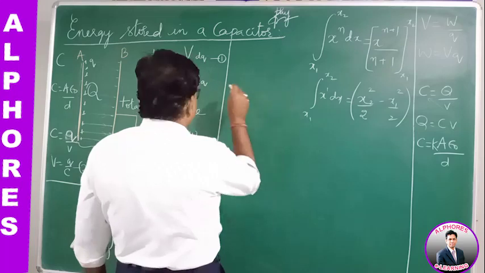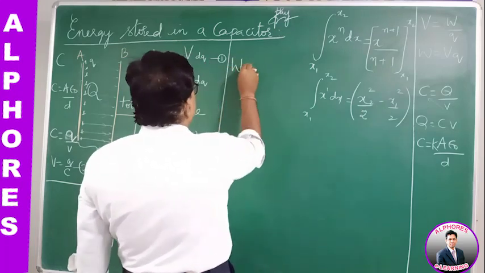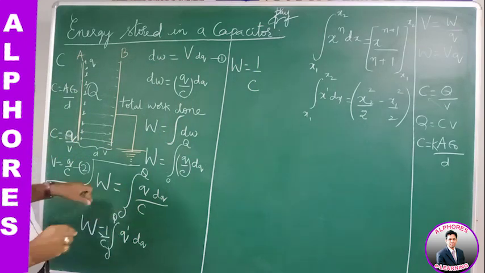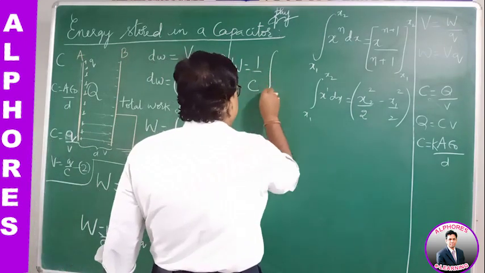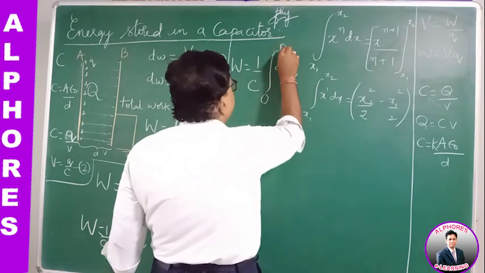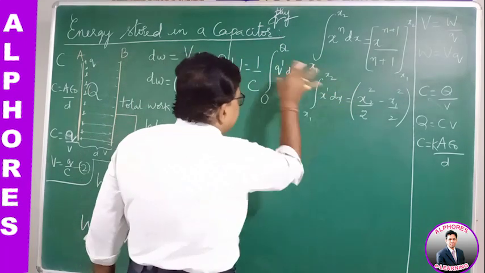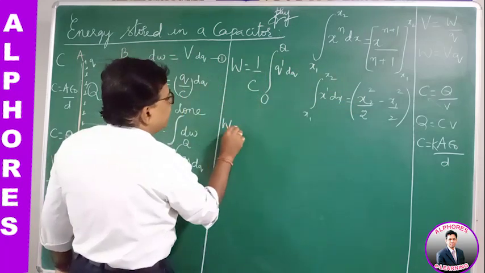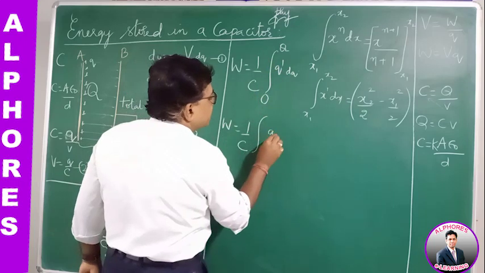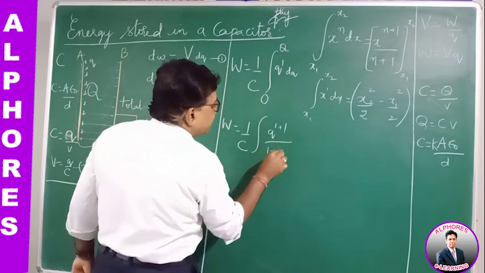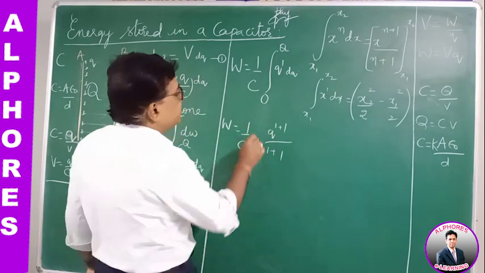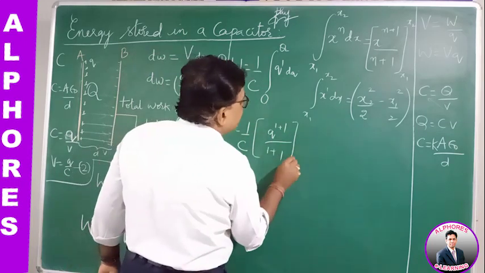So the total work done W is 1 by C, where C is constant, so 1 by C times the integral of q to the power 1 dq from 0 to capital Q. Applying this, the work done is 1 by C times the integral of q, so q to the power 1 plus 1 by 1 plus 1, after performing the integration between the limits 0 to capital Q.